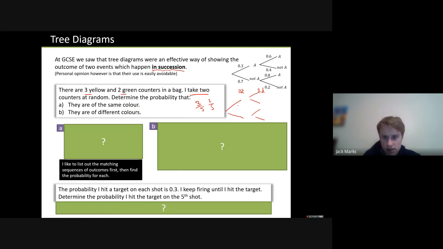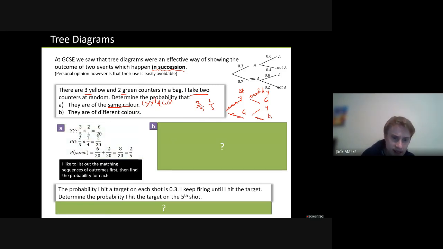Well, let's call this one here yellow and green, yellow, green, yellow, green. How can we take the same color? Well, we could do yellow, yellow, and we could do green, green. So we would need to go this way and then this way again. And then we would need to add that to this way and this way. You should notice, though, that we are not replacing. So if we have yellow, yellow, 3/5 is to start with. But then because we have just removed one, there is one fewer yellow one to pick from, and there's one fewer counter in the bag. Okay, so your denominator should be 20, not 25.